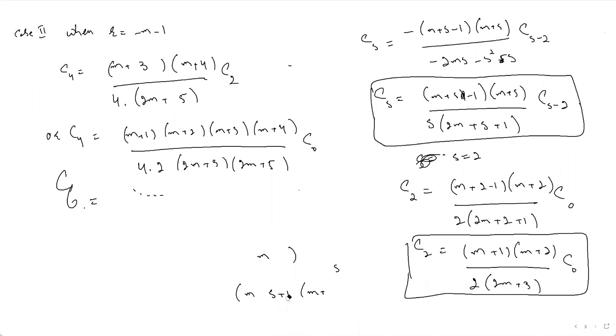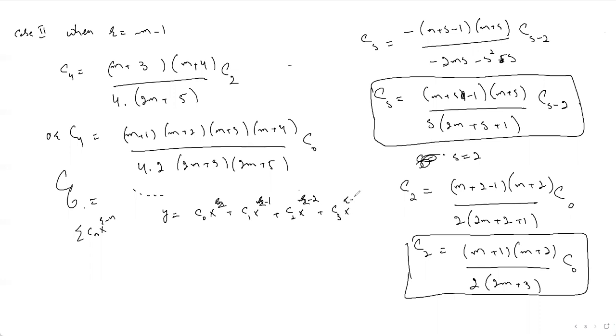So the other solution corresponding to r equal to minus m minus 1 is, let me write down the solution first, it will make things easier for you. y will be equal to c0 x raised to power r plus c1 x raised to power r minus 1 plus c2 x raised to power r minus 2 plus c3 x raised to power r minus 3 plus c4 x raised to power r minus 4 plus so on.